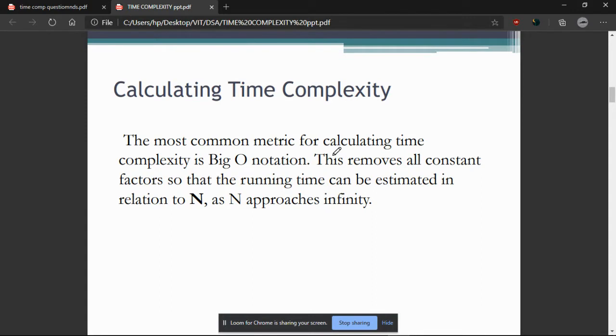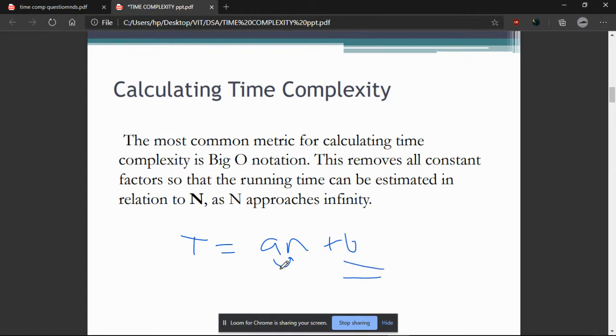Now, the most common metric for calculating time complexity is big O notation. This removes all constant factors so that the running time can be estimated in relation to n as n approaches infinity. In general, you can think of time complexity equal to a n plus b, where a is the coefficient in relation with n and b is any constant.